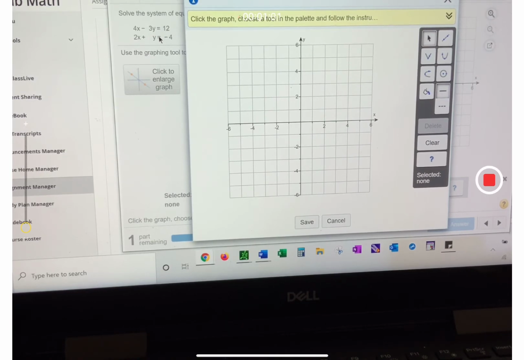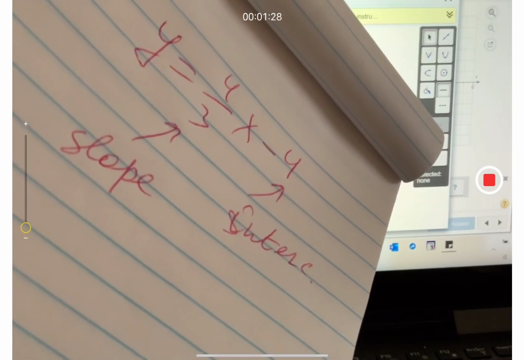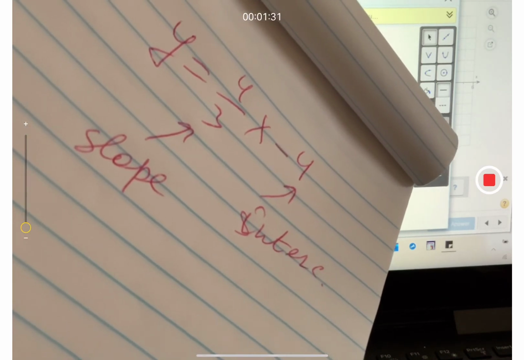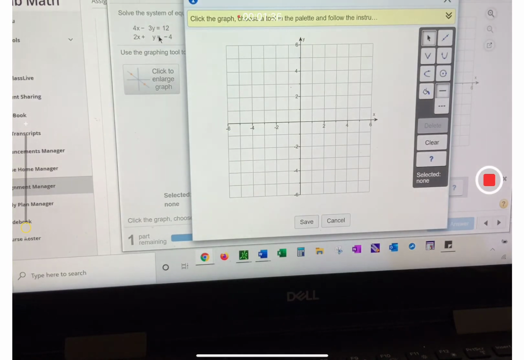Let me write it down here and I will show you: y is equal to 4 over 3x minus 4. Negative 4 is the intercept, and 4 over 3 is the slope. Yes? All right.